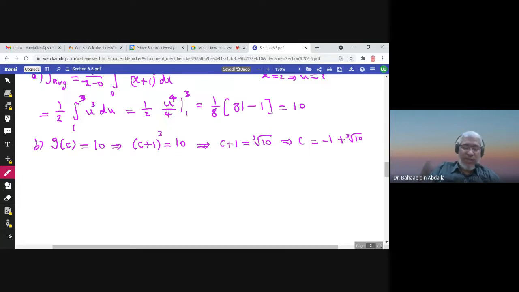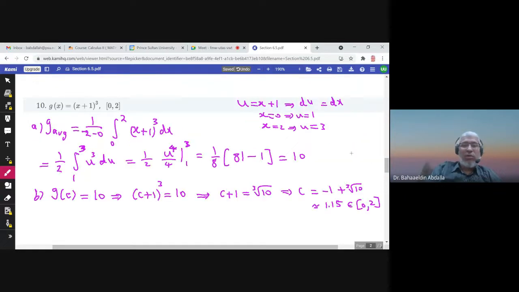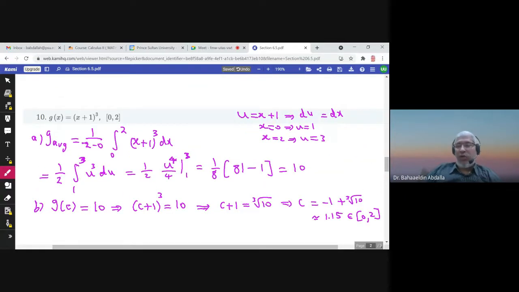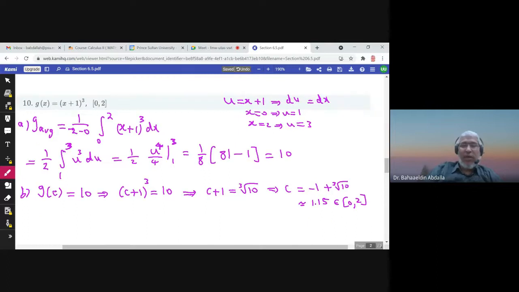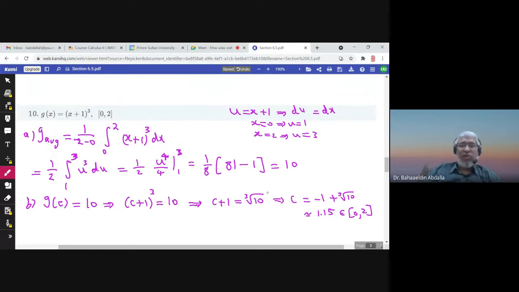Let me check that c is indeed in the interval from 0 to 2. If you evaluate this by calculator, this is approximately 1.15. It belongs to 0 and 2. So everything is fine. Of course, we have to check that c belongs to 0 and 2, okay? The original numbers here, not 1 and 3, which we used when we dealt with u, not with x.